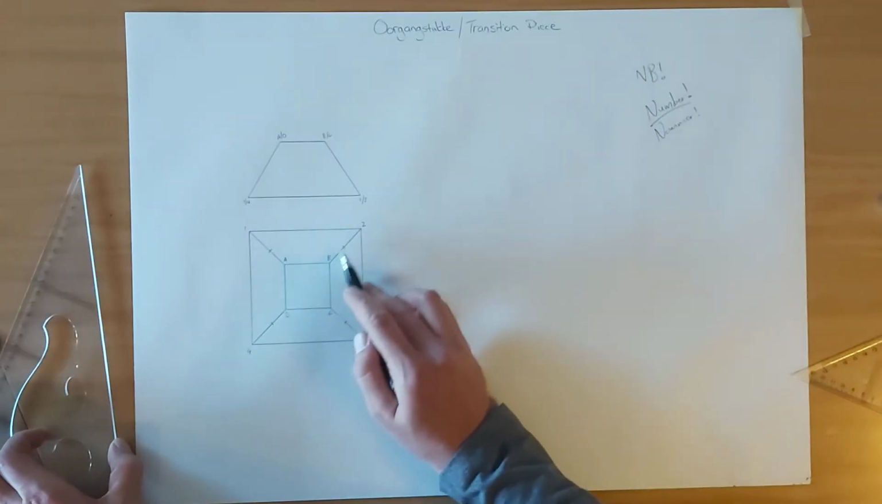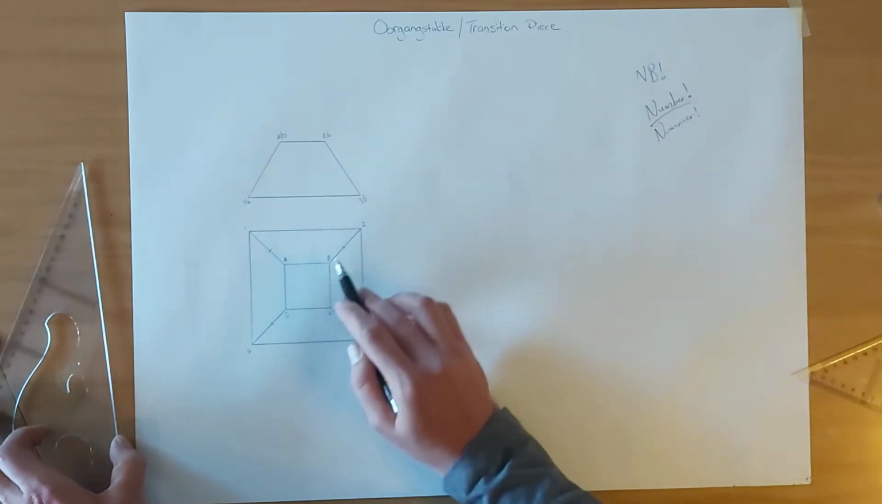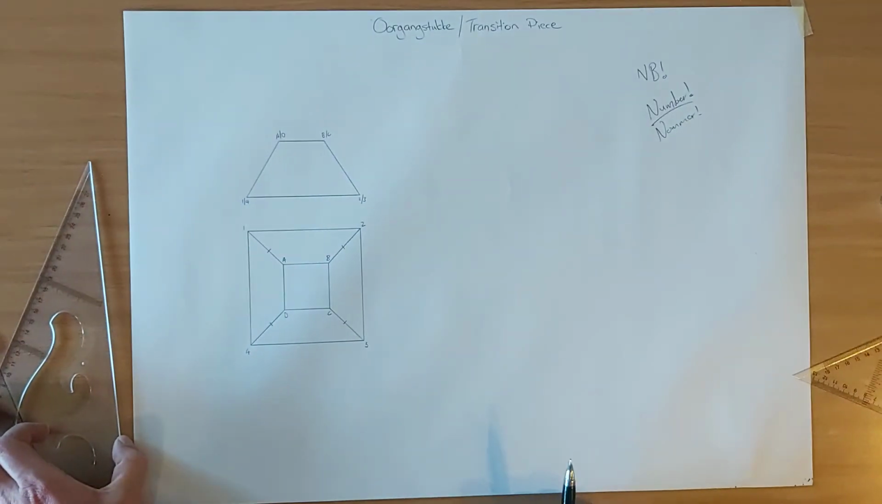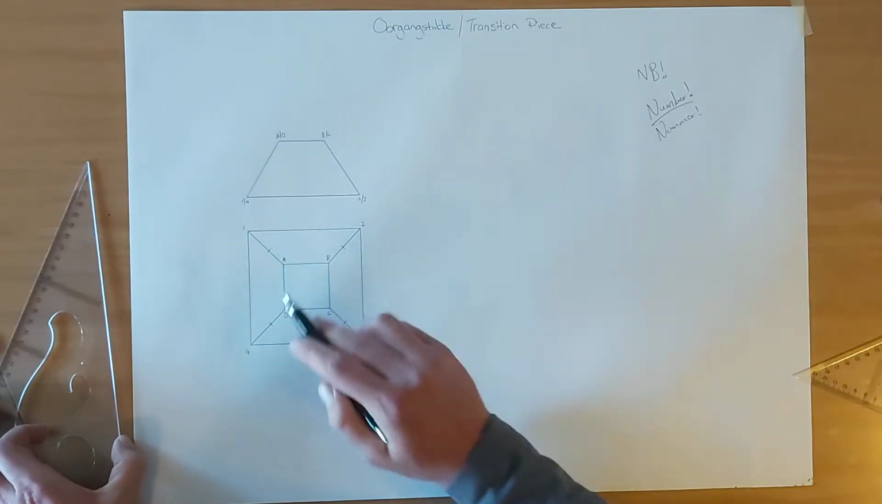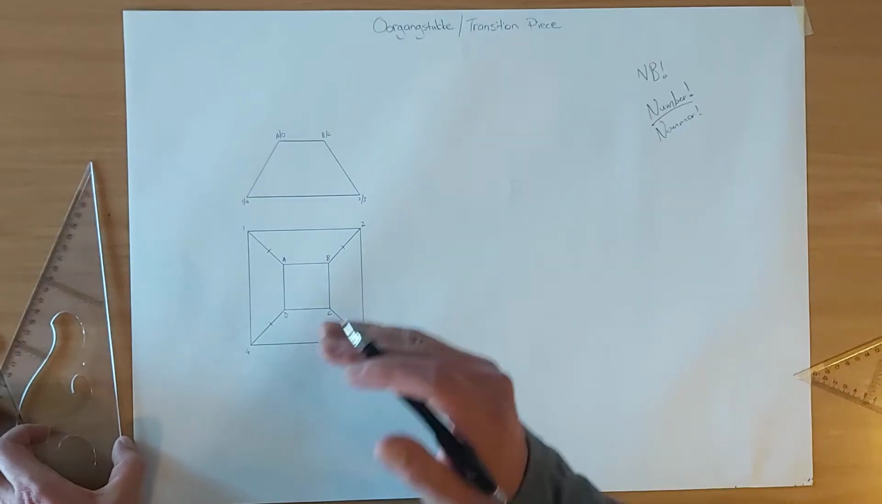Now, if you have a look at this part over here, you will see that there is 4 corners. Okay, to divide it into 2 will mean that I have 2 triangles, and that's what we're longing for. We are looking for 2 triangles.